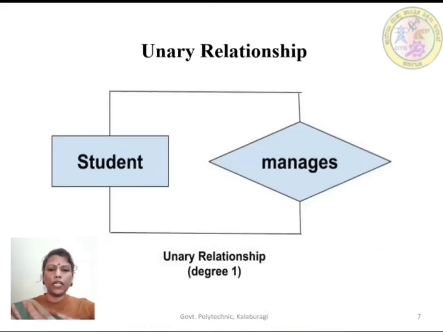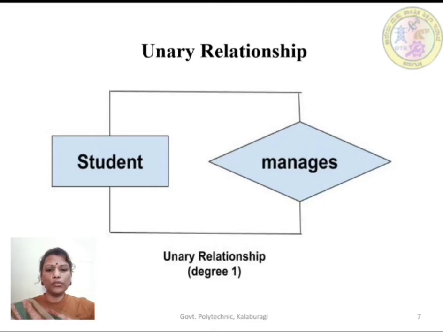Let's start with the unary relationship. Here we have only one entity type, that is student, and the relationship type here is manages. We are not seeing any other entity type. That means for this manages relationship, only one entity type is participating, that is only student is participating in the manages relationship type. This is of degree 1.